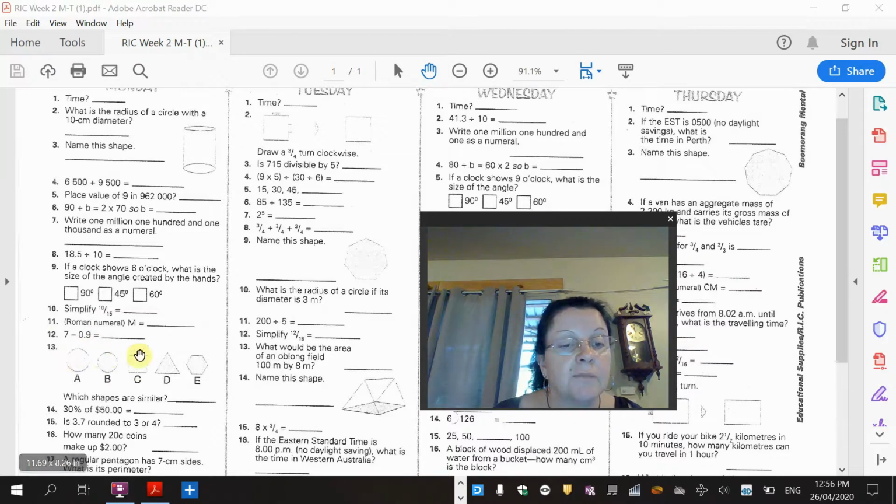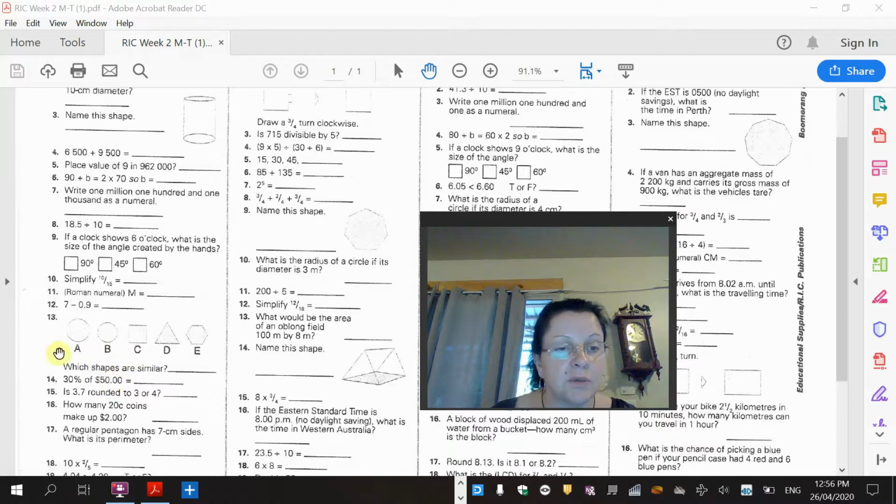In 13, what shapes are similar? So it doesn't matter what size they are, they don't have to be congruent, which means exactly the same size, they just have to be a similar shape. So tell me which shapes are similar.